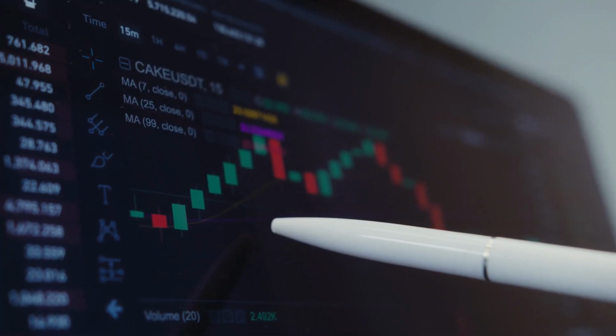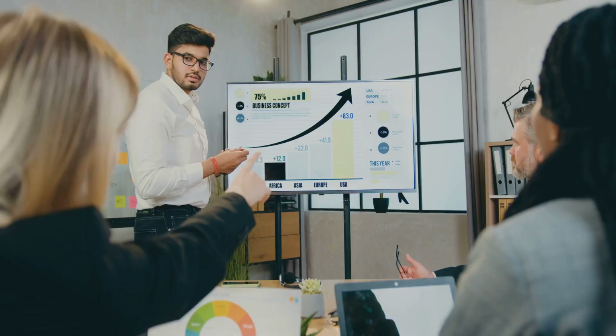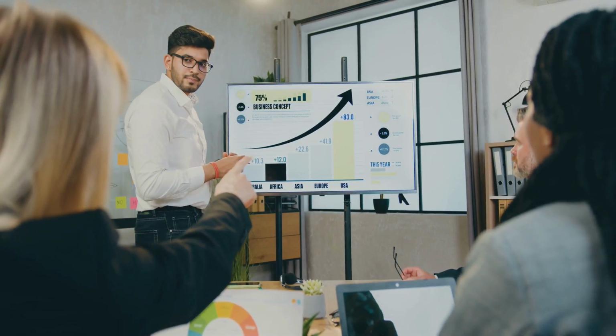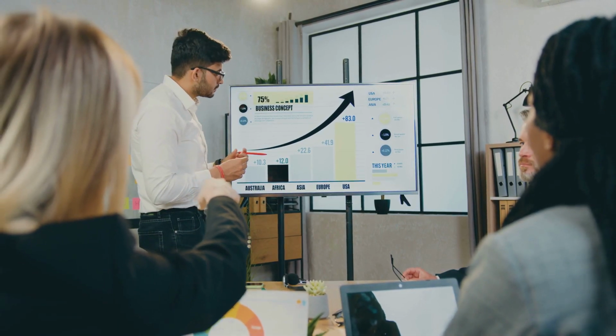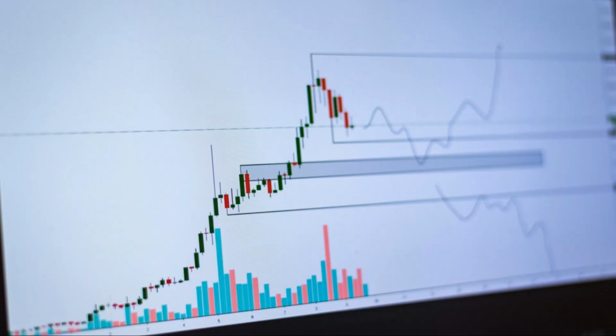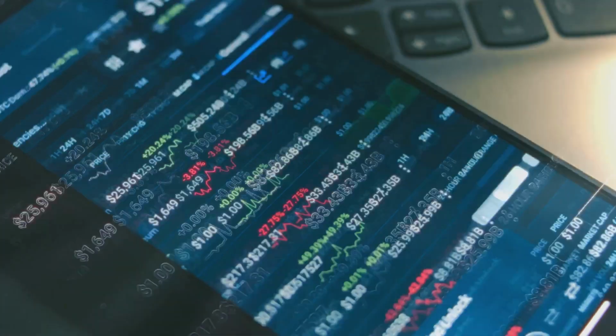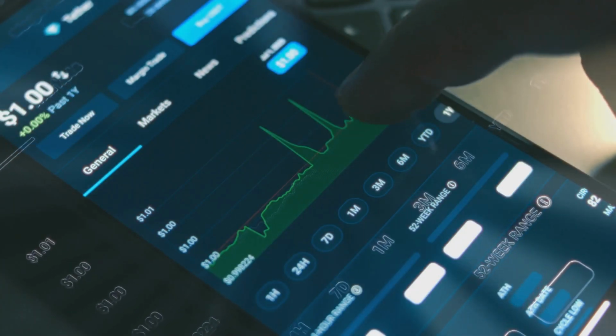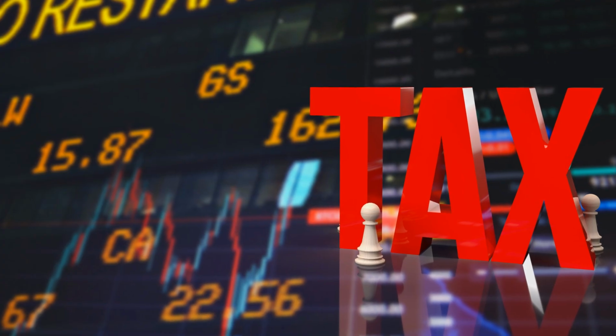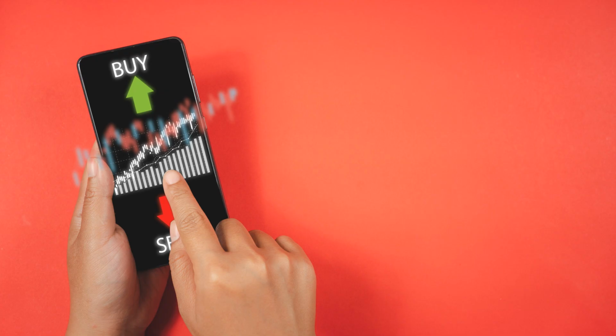For example, if a stock typically trades between $45 and $50, those are its support and resistance levels. What is RSI? RSI, or Relative Strength Index, measures whether a stock is overbought, meaning it's likely to fall, or oversold, meaning it's likely to rise. RSI values below 30 suggest oversold conditions, a good time to buy. Values above 70 suggest overbought conditions, a good time to sell.